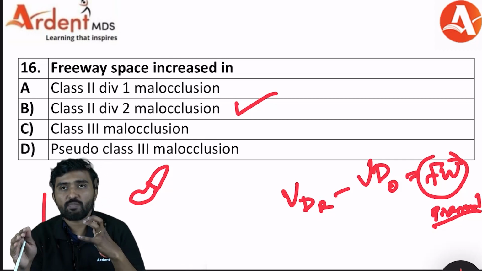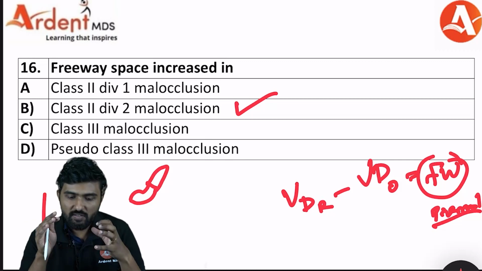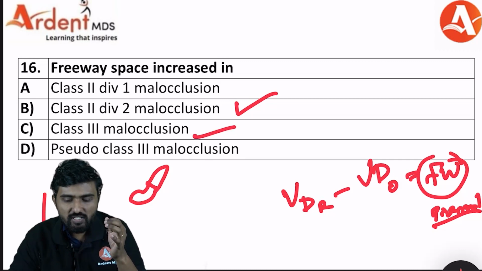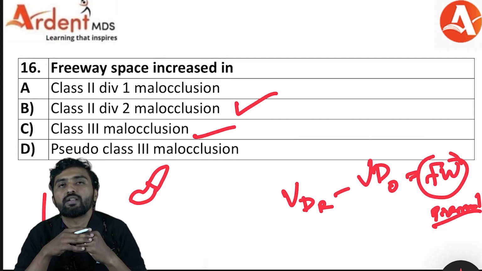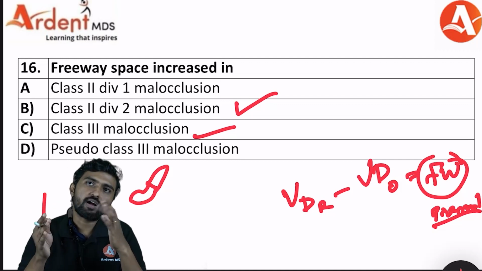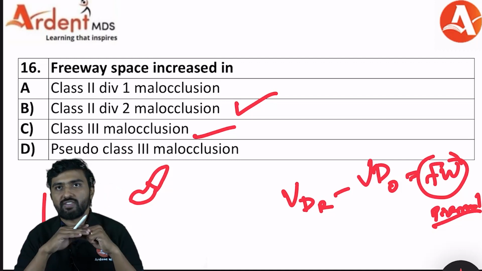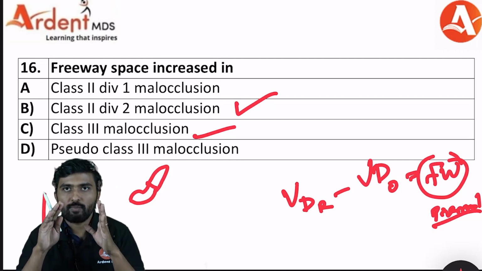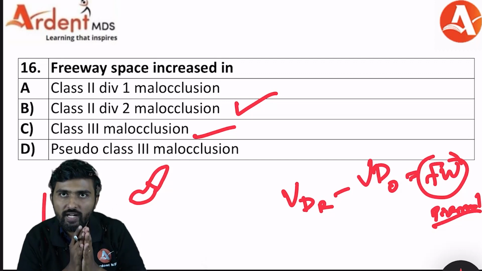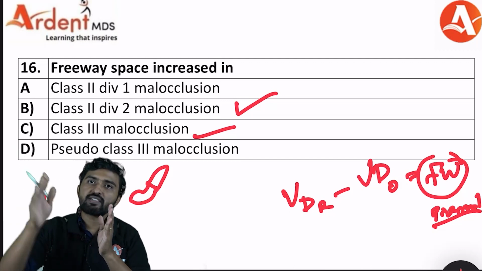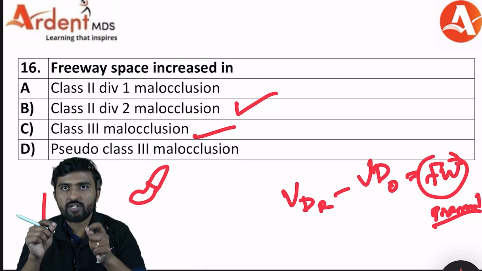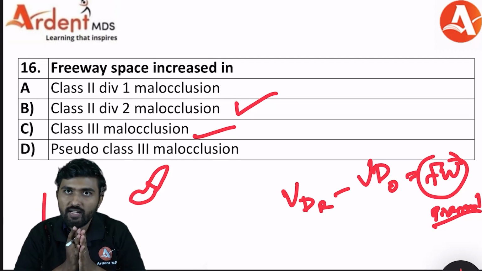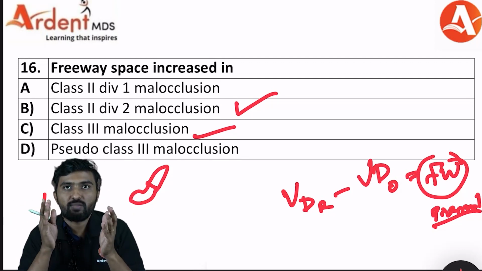With respect to the relationship between the acute gonial angle and freeway space, class 3 malocclusion cannot be the answer, because they will have a large gonial angle. Patients with a large gonial angle will have a small freeway space. So please remember, to simplify the explanation, patients with an acute gonial angle will have a large freeway space, and patients with class 2 division 2 malocclusion will have an acute gonial angle with deep bite. I hope the explanation was clear.